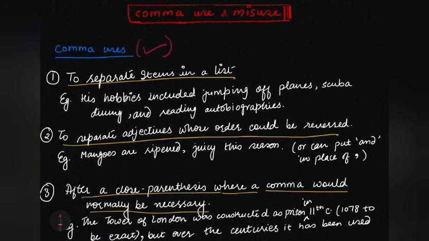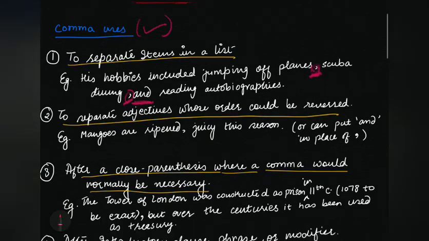Okay. So the first thing is to separate items in a list. The example says: his hobbies included jumping off planes, comma, scuba diving, comma, and reading autobiographies. So after listing each hobby, I have put a comma after it. It's very crucial that you put this comma even before "and". Otherwise it would be incorrect.